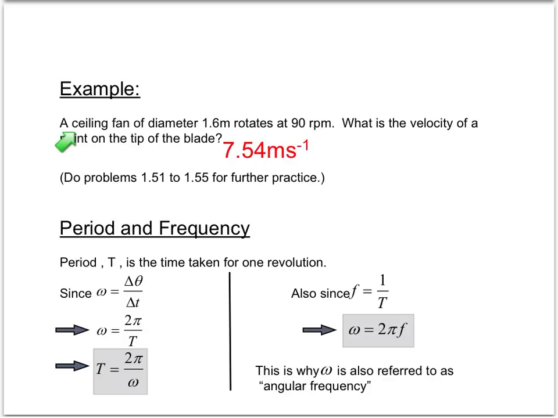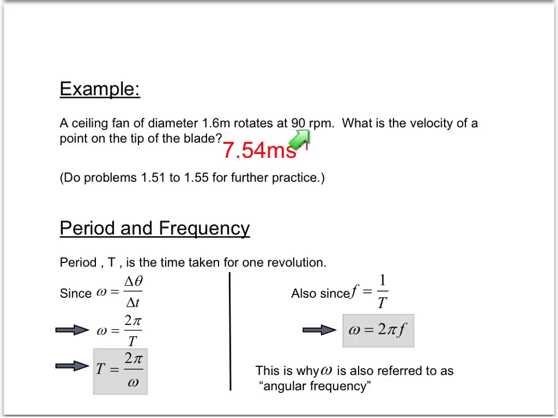Here's another example. A ceiling fan of diameter 1.6 meters rotates at 90 revolutions per minute. What is the velocity of a point on the tip of the blade? The first step in solving this question is to change the 90 RPM into radians per second. This is an angular frequency omega in disguise.